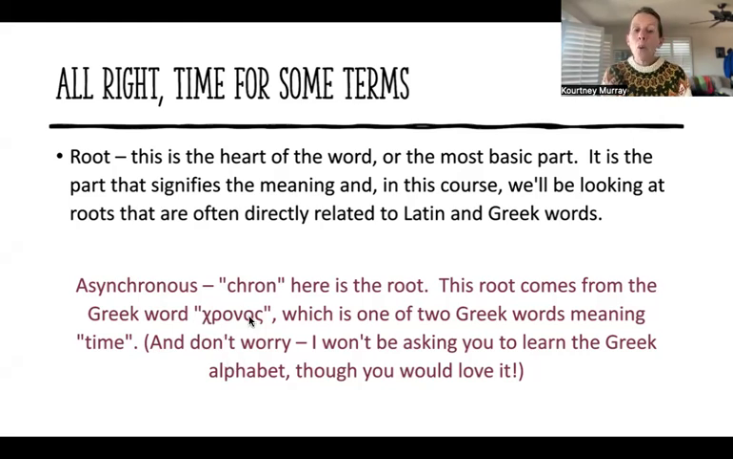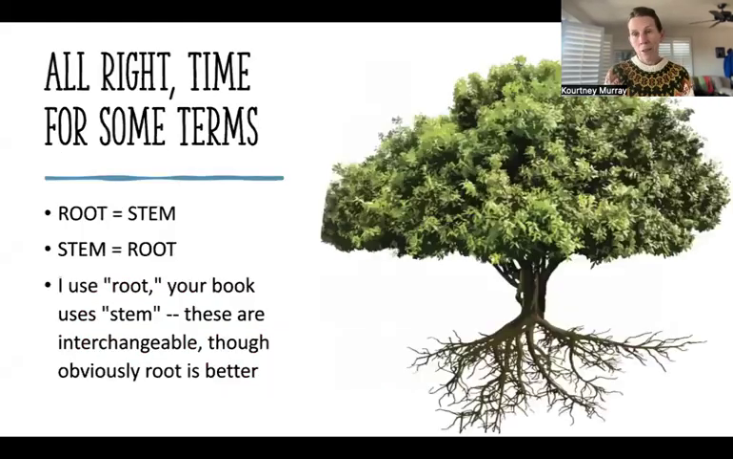But by knowing that the root chron means time, you not only can understand what asynchronous means, but a series of other words built off of chron. So chronology, the logic of time. Chronometer, the measure of time. So that's what we're going to be doing. We're going to be learning all of those prefixes, suffixes, and roots, and then putting them together to see what they can create.